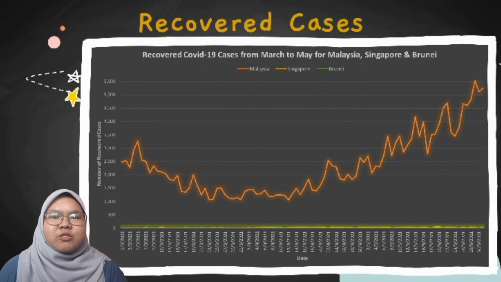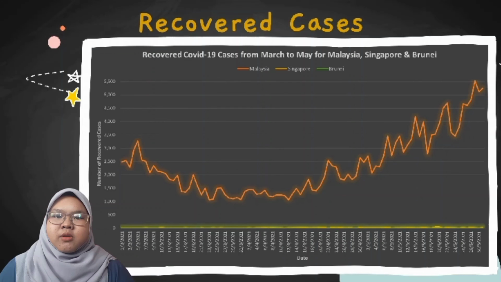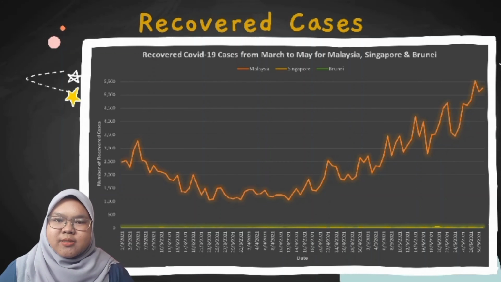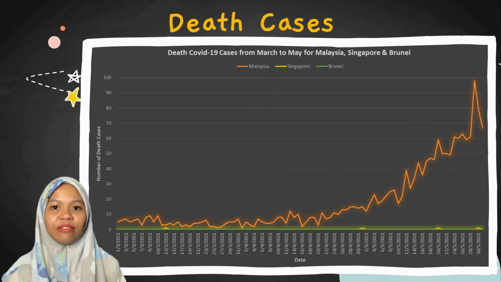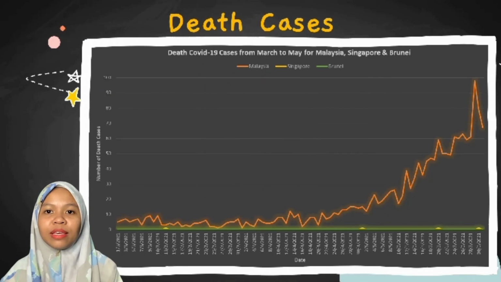The number of discharged people in Malaysia has decreased from March until the middle of April and increased again until the end of May. For Singapore, the number of recovered cases is more than Brunei. As we can see, the yellow line is more upward than the green line. While for Brunei, the number of discharged people is mostly 0 cases for the 3 months. The number of recovered cases for Singapore and Brunei are fewer than Malaysia since their daily active cases are also few. Death cases line graph, the last graph that we have produced by using Excel.